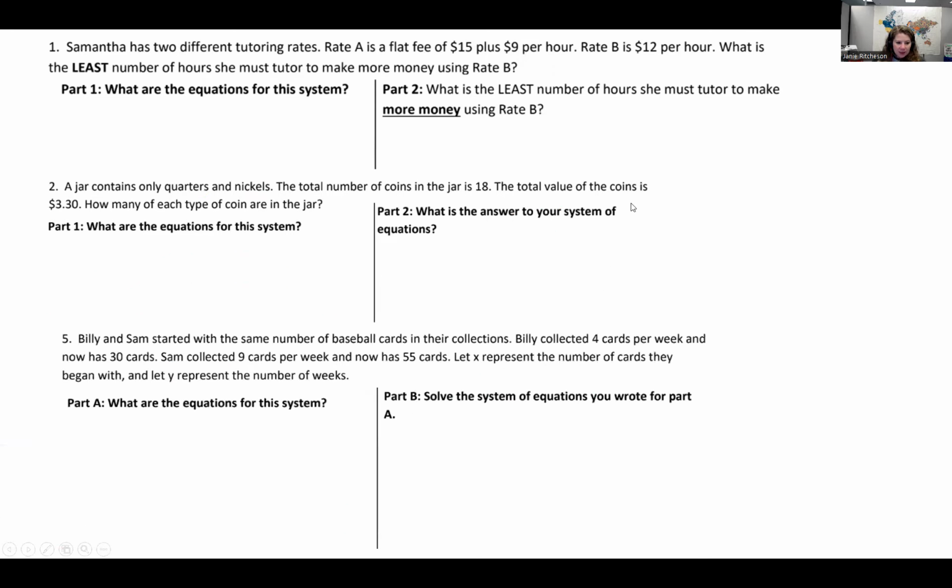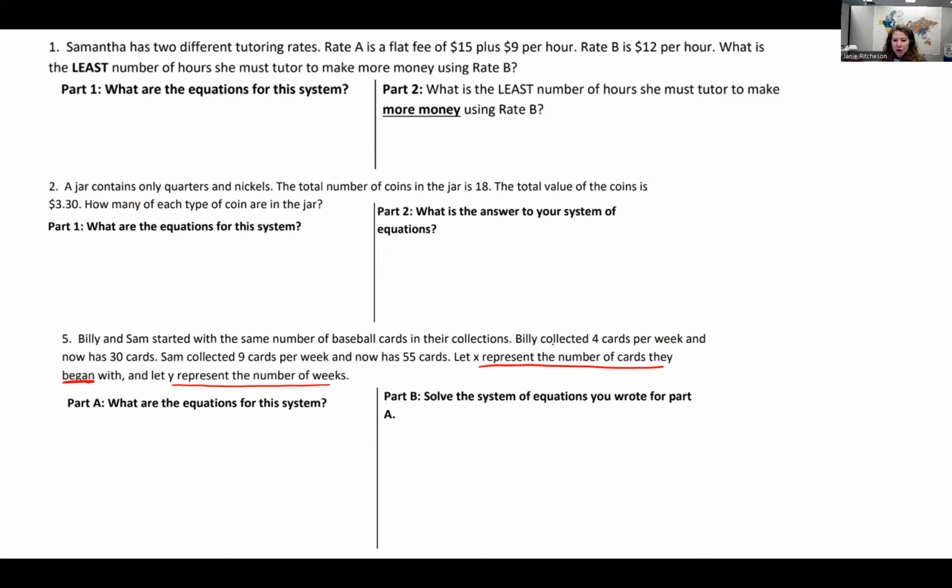All right, the next one, Billy and Sam started with the same number of baseball cards in their collection. We don't know how many they started with. Billy collected 4 cards per week and now has 30. Sam collected 9 cards per week and now has 55. Let X represent the number they started with and Y represent the number of weeks.